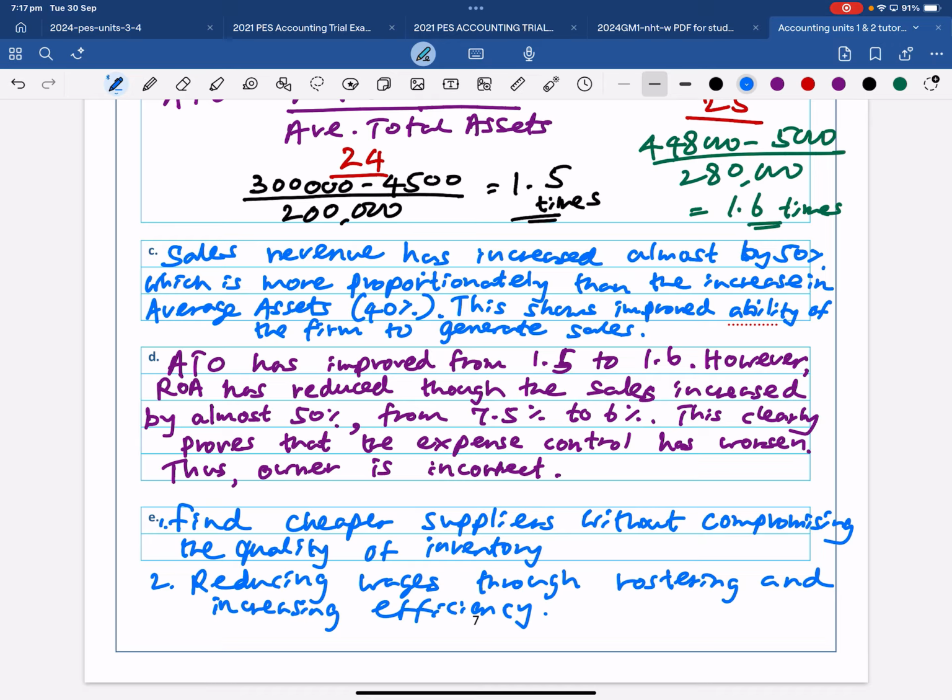Does time count as well, like how long you work? Yes, you can reduce the timing. So everything is included in rostering, guys. Okay.